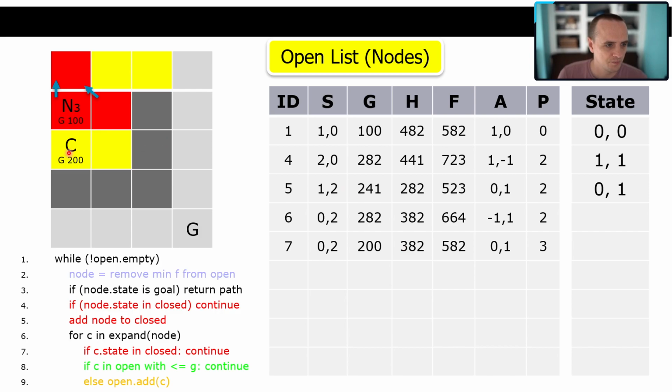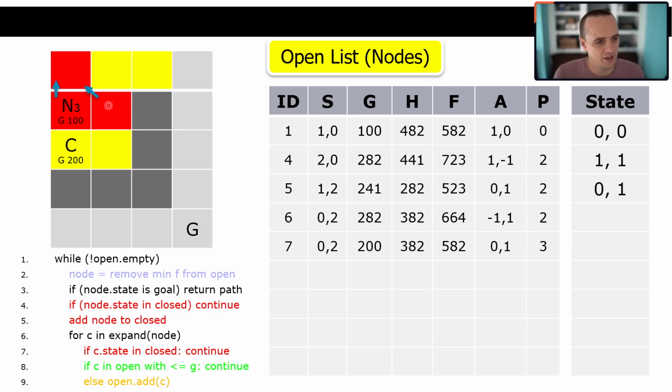This node, 0, 2. If I look at 0, 2 in the open list, I have a 0, 2, but it has a higher G cost. Oh wow, this is something I never thought of before. Okay, so I had previously generated a path to this node by going from here in the top left, down right, and then down left. But I've just found a better path to this node. So this is a very important example.